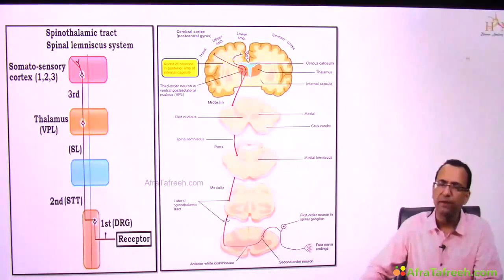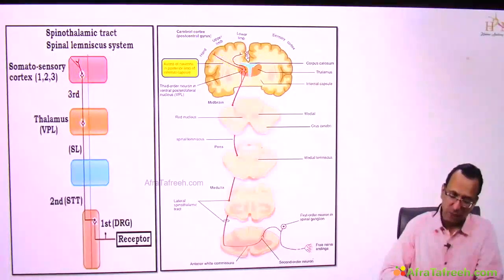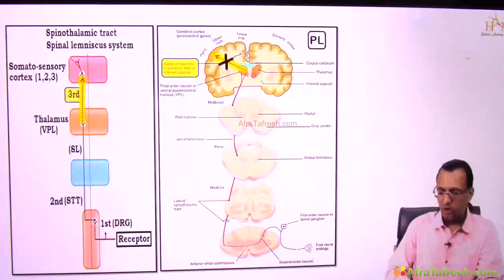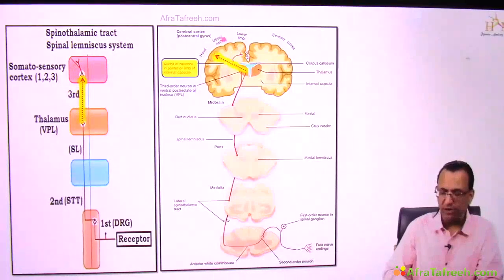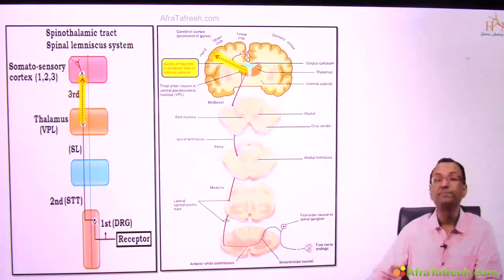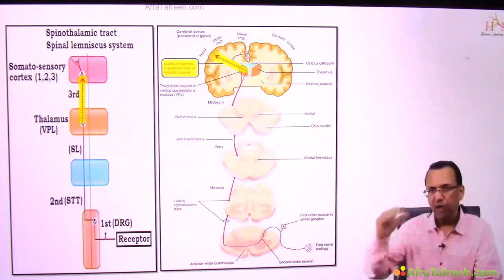And what will happen if the posterior limb of the internal capsule is damaged? Obviously there will be loss of pain and temperature, but on the opposite side of the body. If the injury is on the right side, the loss of pain and temperature will be on the left side of the body. That is patient number 1. And what about patient number 2?